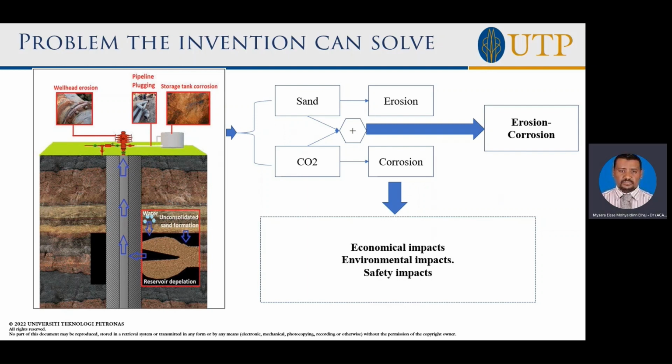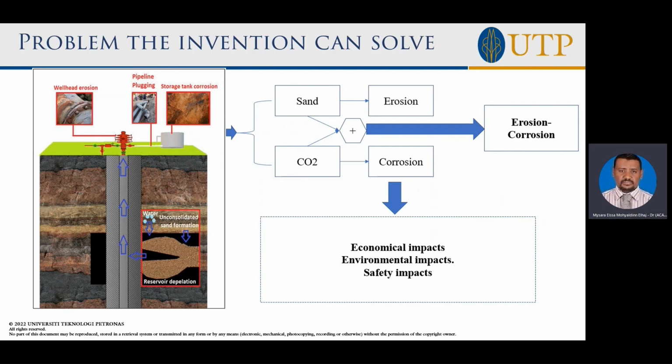So this erosion corrosion will cause very severe degradation to piping components downstream to the reservoir, which may lead to negative impact on economy, environment, and safety. Therefore, it is very necessary to predict early the exact amount of erosion and corrosion.